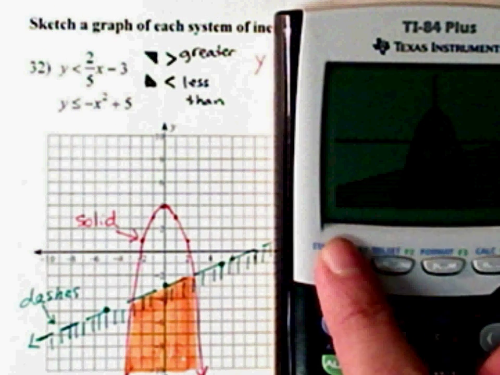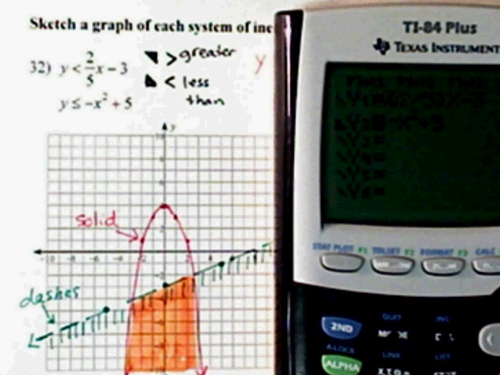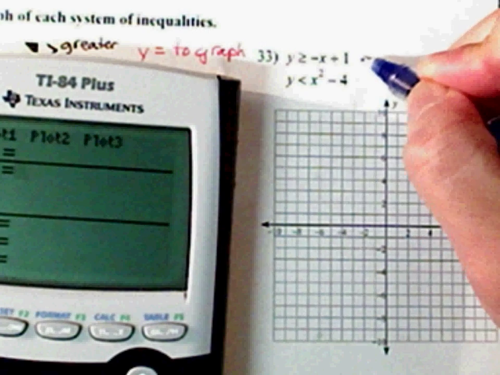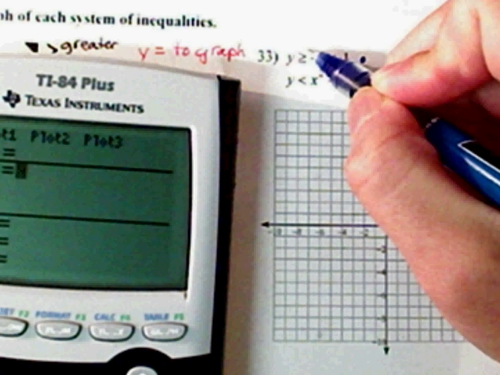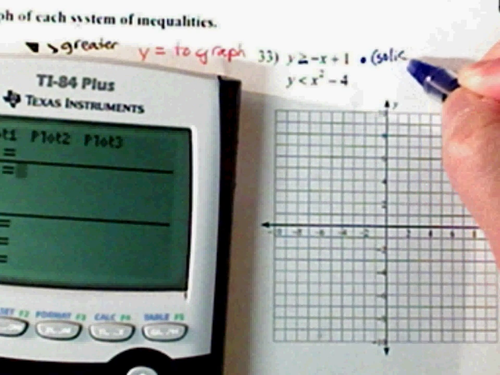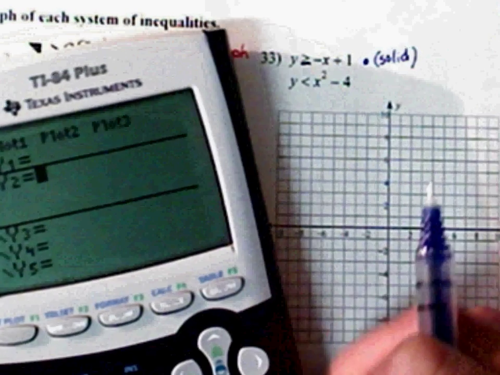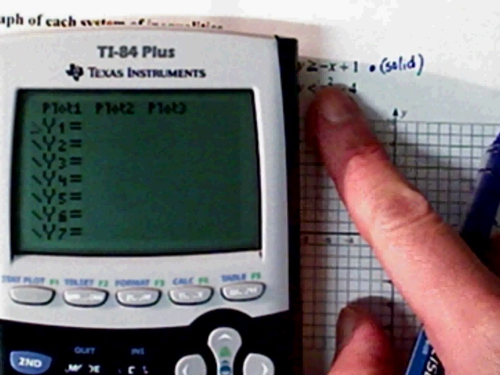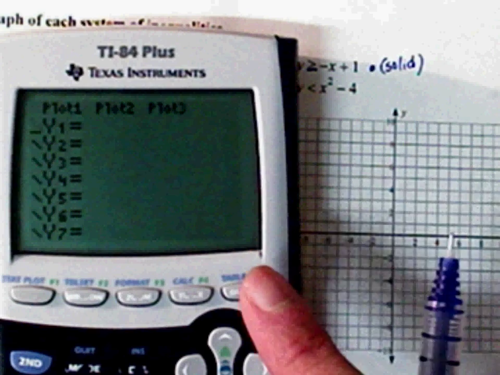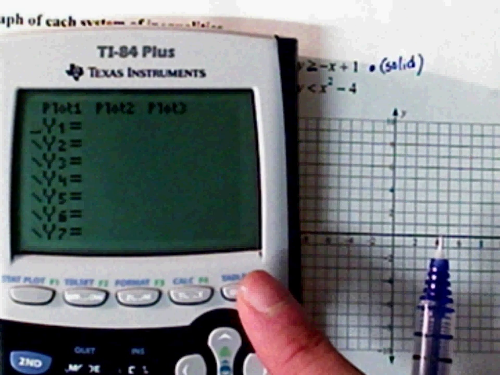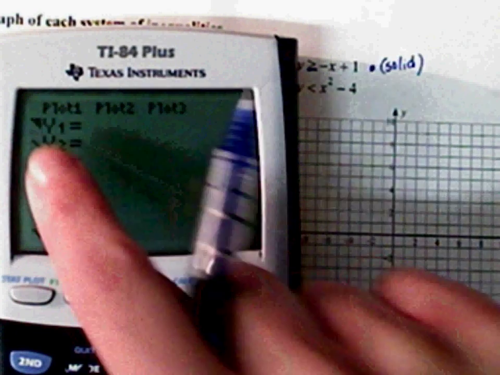All right, let's go ahead and clear this. And go ahead and clear this and go to number 33. Same thing. This time, this here is greater than, and you see how there's an equal? This is going to be a solid line, okay? So go to your y equal, left click over, push enter, and select the one that is greater than. Keep hitting enter until you see it. And there's my greater than.